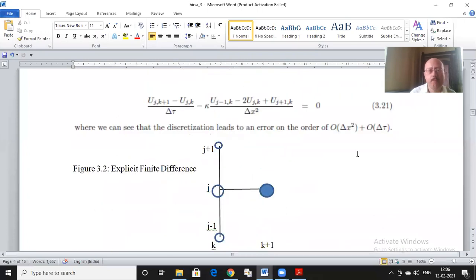So how does it work? Because we are doing a forward difference in time, we always move from left to the right. So if you look at this equation here, you will see that to compute this shaded circle value at time k plus 1 and x value j, I will need these three values.